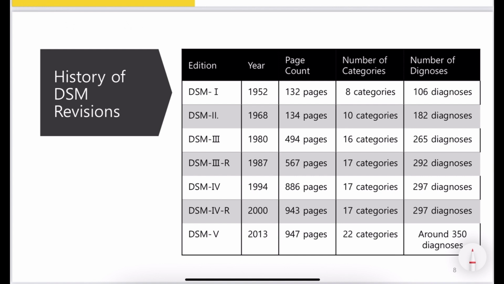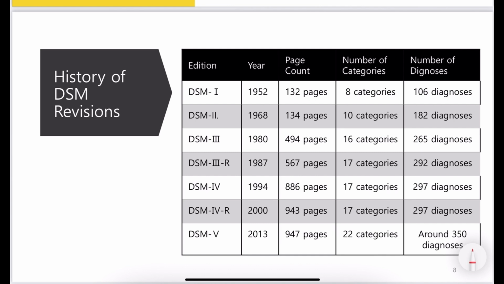Now, we have covered the basic idea of classifying abnormal psychology and mental disorders. From this slide onward, we'll focus on the DSM, the Diagnostic and Statistical Manual of Mental Disorders. This is often called the common language of psychiatry. Let's first look at its history.